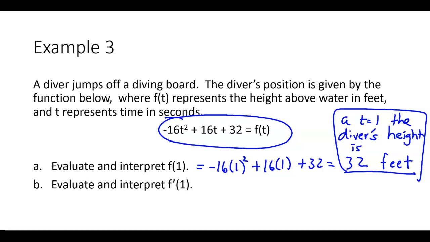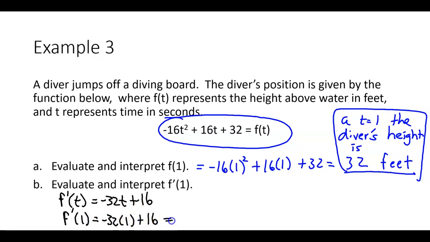All right, guys, let's take a look at the next one. F prime of 1. So first of all, we need to find our derivative. What's the derivative of this function up here? Negative 32t plus 16. Great. Now I want to plug in my 1. And what does that give me? Negative 16.